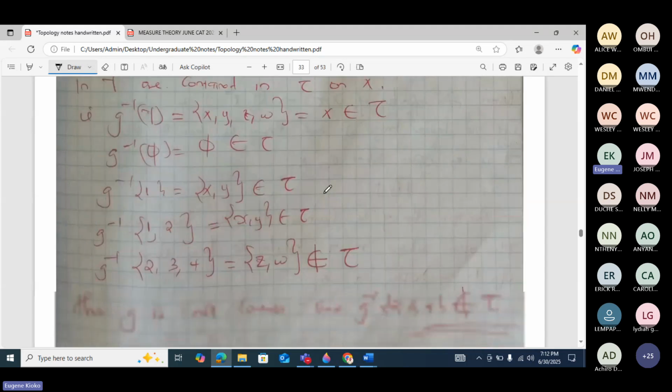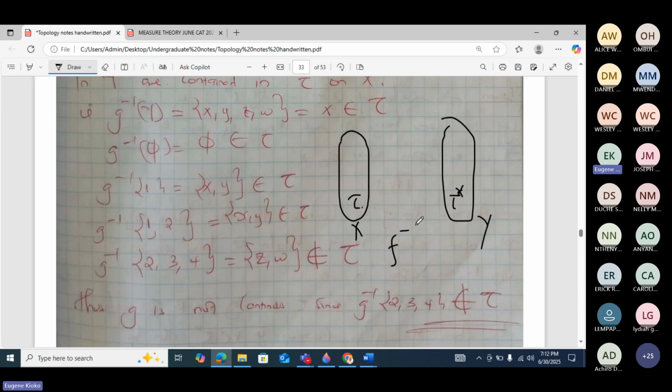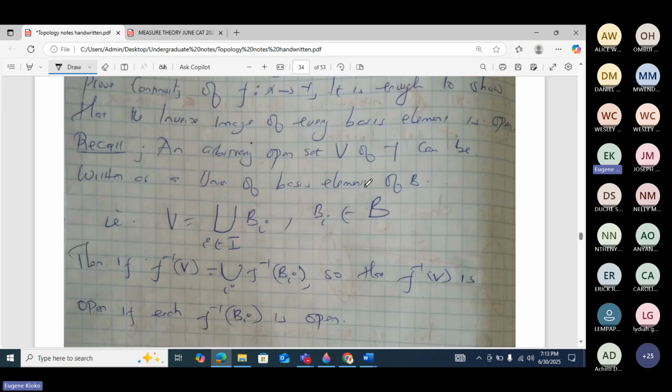We simply agreed that a function is said to be continuous if, of course, it's a mapping from x to y, and in x you have tau, in y you have tau star. So we said the inverse of all these which are in this, the inverse must be found here. Let us now proceed to another way of testing continuity.